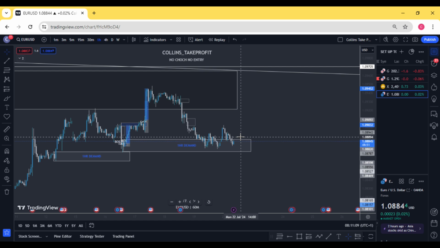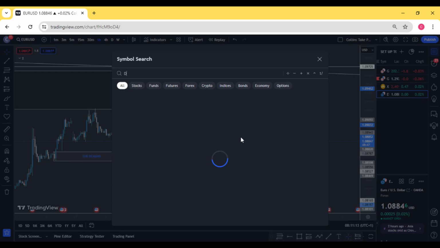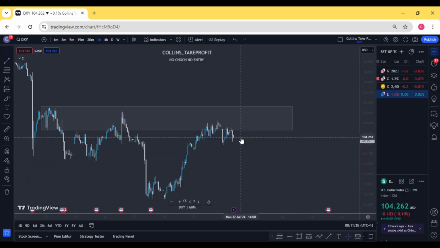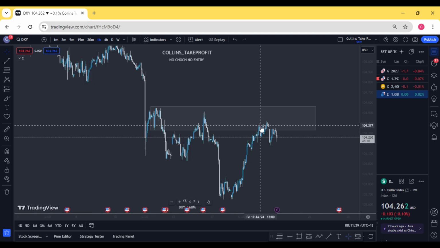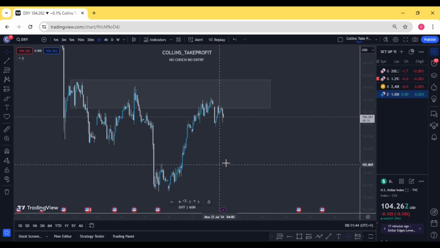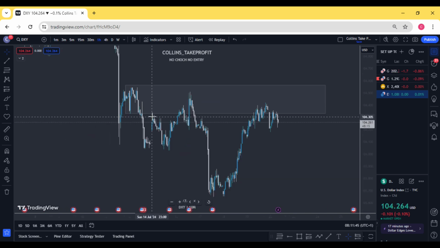So now let's jump into the chart. We're going to go to the DXY. Now the DXY is the dollar index. You can see currently the DXY is on a supply zone, and it's already respecting that supply zone.